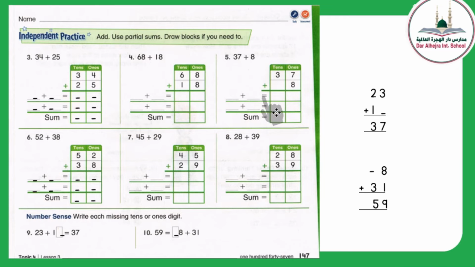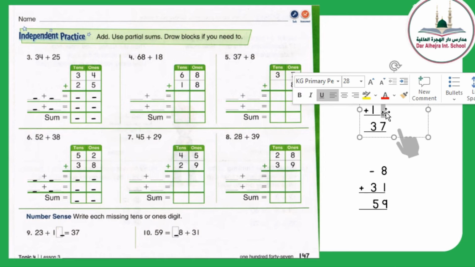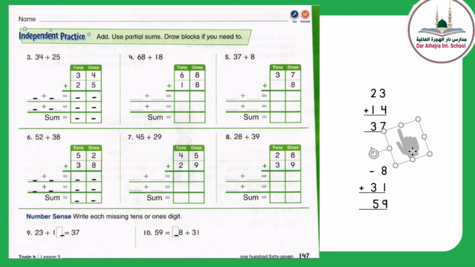Similarly, we have got some more sums here that we are going to add using the partial addition method. Down here we have got some more sums. We can even write them in this way, because like see, 23 plus 1 something equals 37. So 23 and 1, there is a number missing in the tens place and the total is 37. So we can easily see that 2 plus 1 equals 3 and 3 plus something is 7. So it's very easy for us to know that it's 3 plus 4 equals 7.